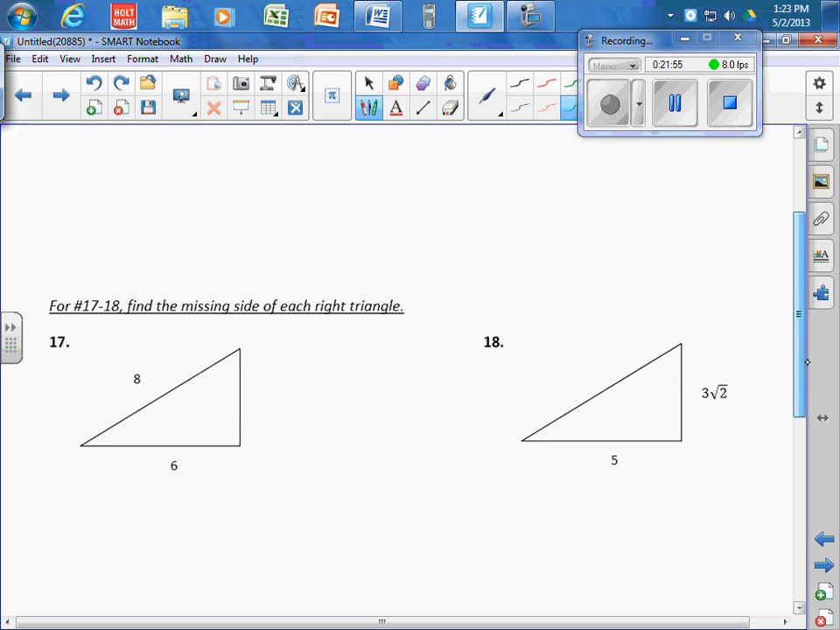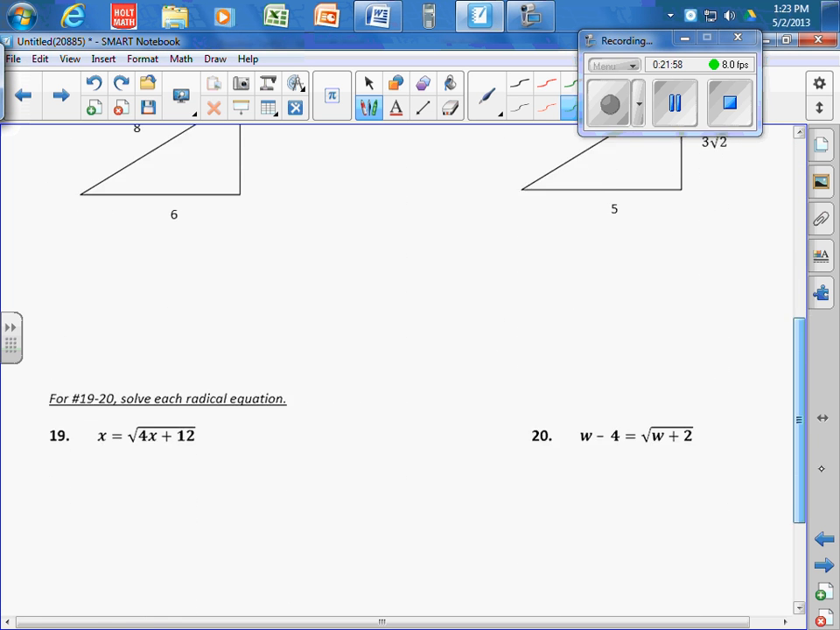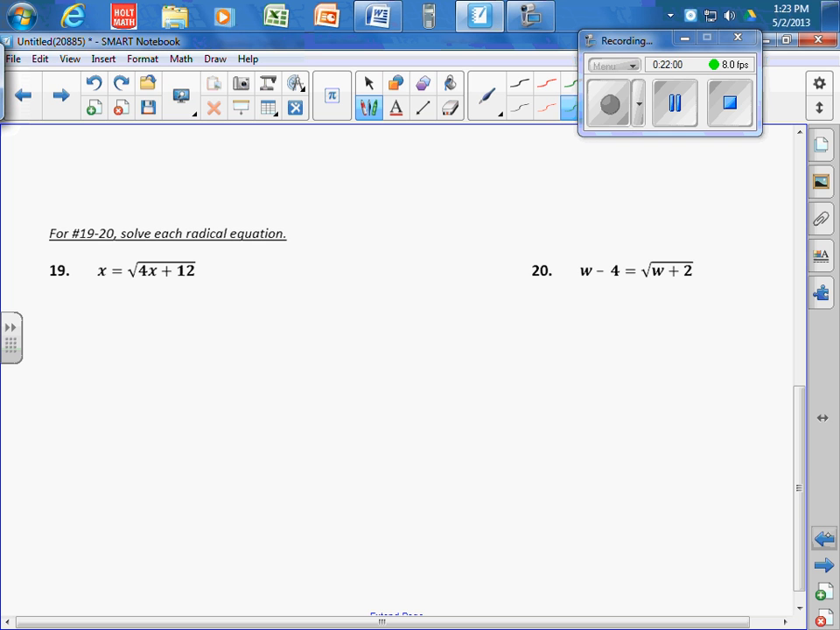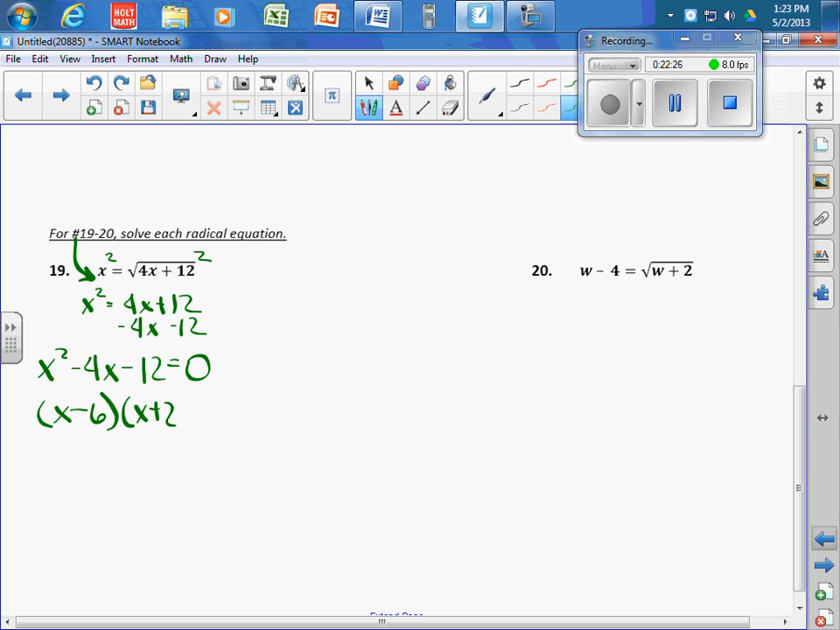We will skip 16, 17, and 18, jump into 19. To clear the radical, you're going to square both sides. So you're going to have x squared is equal to 4x plus 12. You have a quadratic, 0 on one side, which means you need to subtract the 4x and subtract the 12. So we're going to have x squared minus 4x minus 12 is equal to 0. Factor it. X minus 6, x plus 2 equals 0.